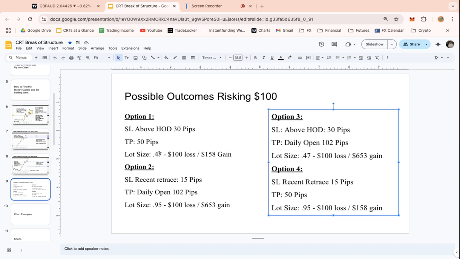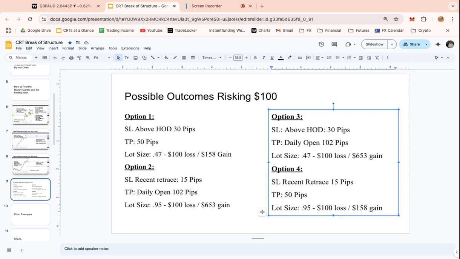Your lot size, of course, would be the same as this option over here, but you would risk $100 to make $653. Of course, you'd have to wait longer for that, but that is possible. And then option four, you can set your stop loss at the recent retrace and then just do a 50 pip take profit, and then same numbers.